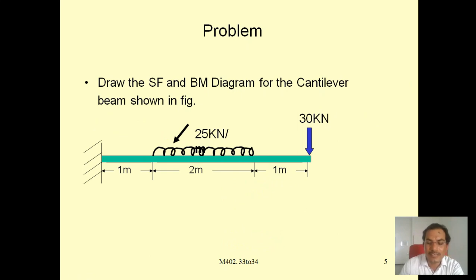This is the cantilever beam. In a cantilever beam, one side is fixed and the other side is the free end. The total length of the beam is 1 meter, 2 meter and 1 meter. So that is the problem, and the load is applied here. Point load is 30 kilonewton and UDL load is 25 kilonewton per meter.